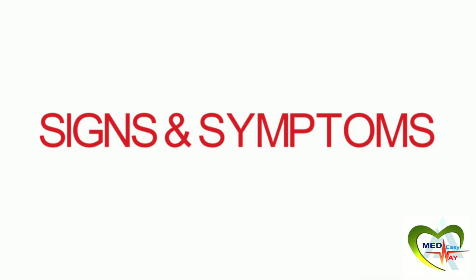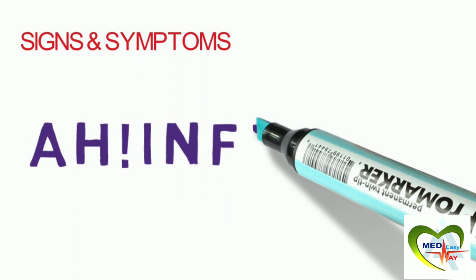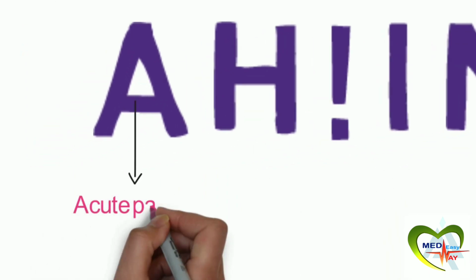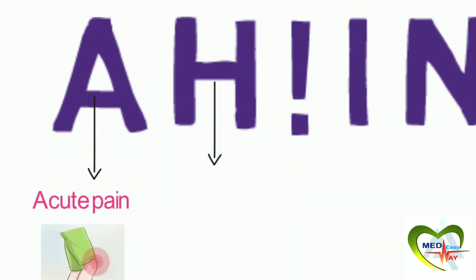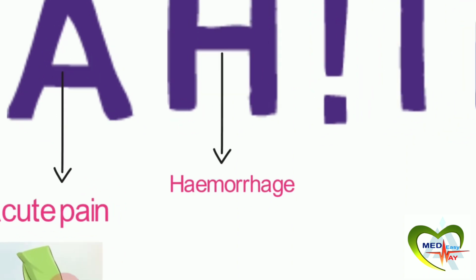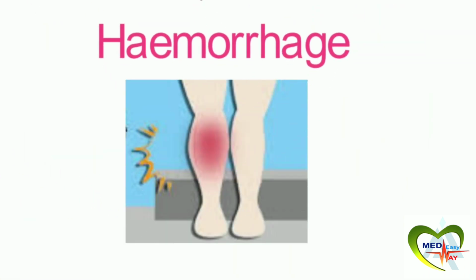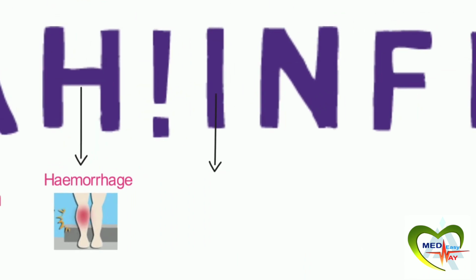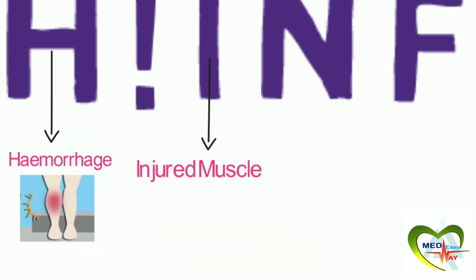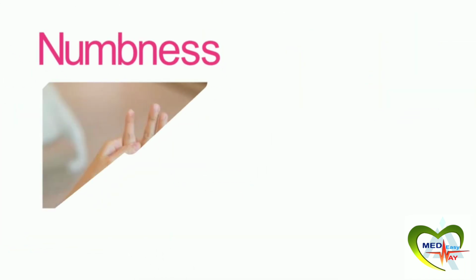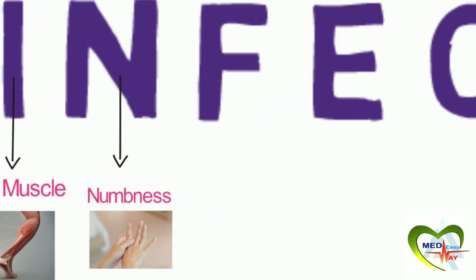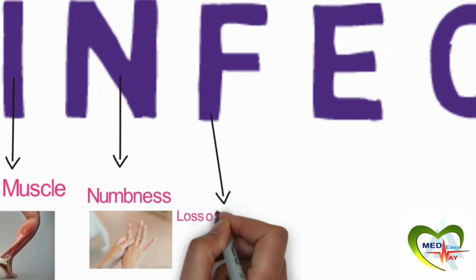Next is signs and symptoms. Here is another keyword for remembering the signs and symptoms, that is ARE INFECTED. A is for acute pain. Pain can occur at the site of fracture. Next, H is for hemorrhage, bleeding at the injured site. Next, I is for injured muscle. N is for numbness or tingling sensation. F is for loss of function.